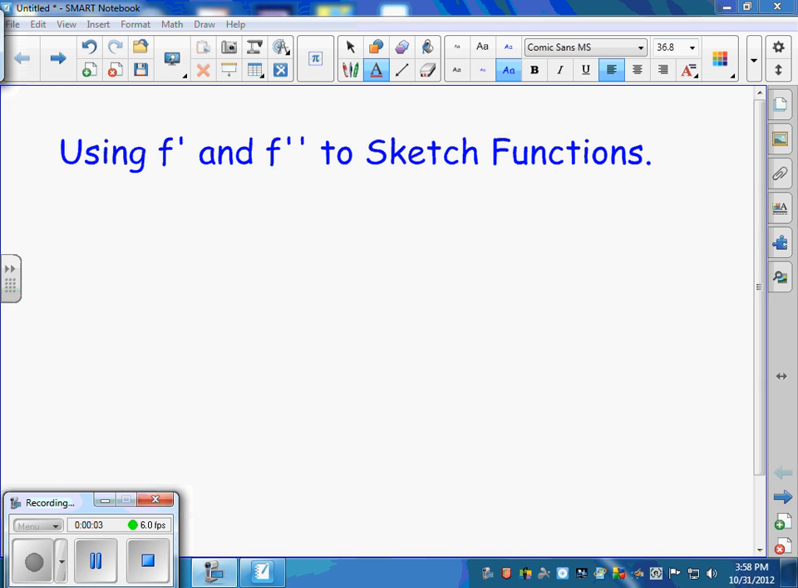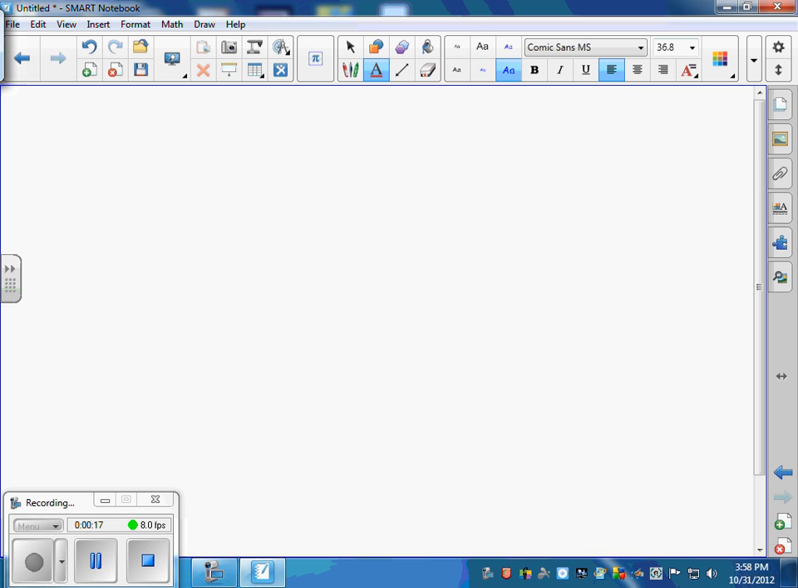In this lesson, we're going to talk about how you can use both the first and second derivative to help you in sketching functions. If you remember our previous lesson, we talked about using just f prime, and now we're going to throw in the second derivative and see how it's going to affect your graph. Before we can get into some problems, I need to go over a little bit of terminology and some theorems.